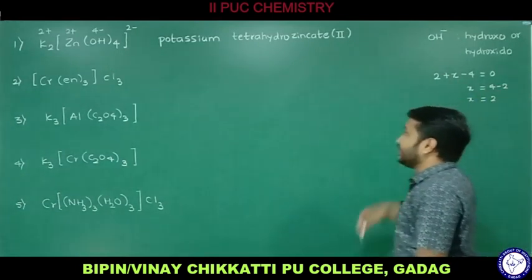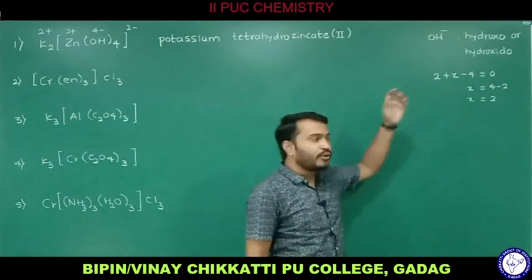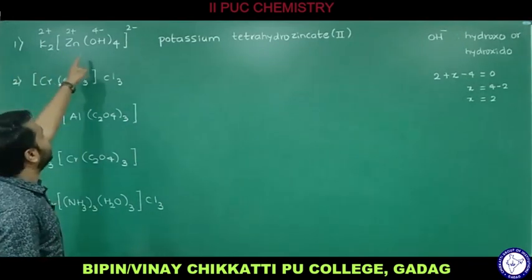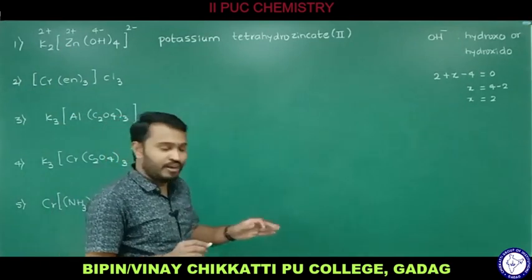So you can do calculation of oxidation number of central metal atom in this fashion, or if you are quite good in calculation of oxidation number, directly writing the oxidation number above the respective species, you can calculate the oxidation number. It is left with you.